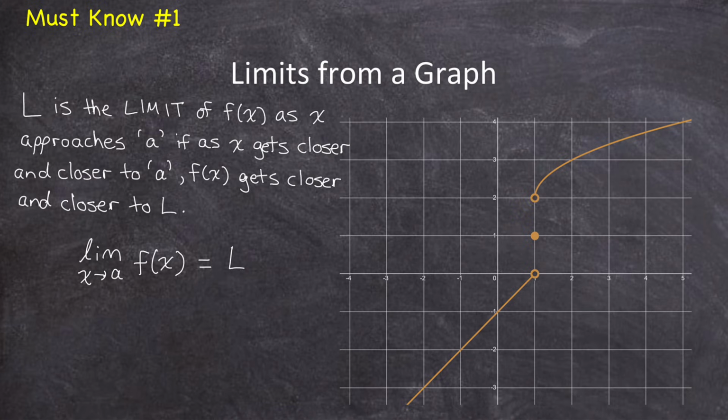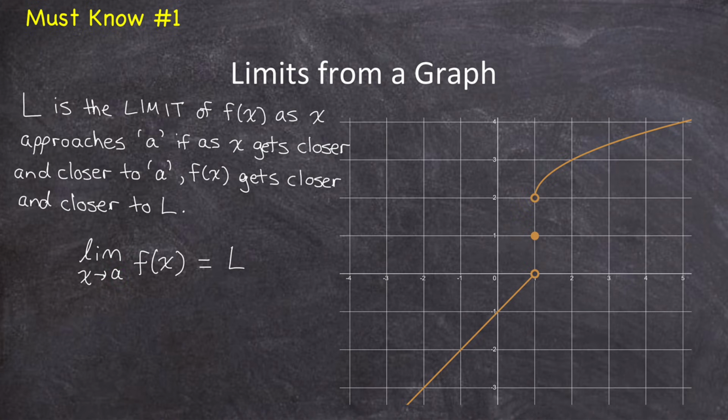And how you should be interpreting this notation is that the y values of the function are approaching L as the x values of the function are approaching a. And that limit at L only exists if the y values of the function are approaching L from both the left and right sides of a.